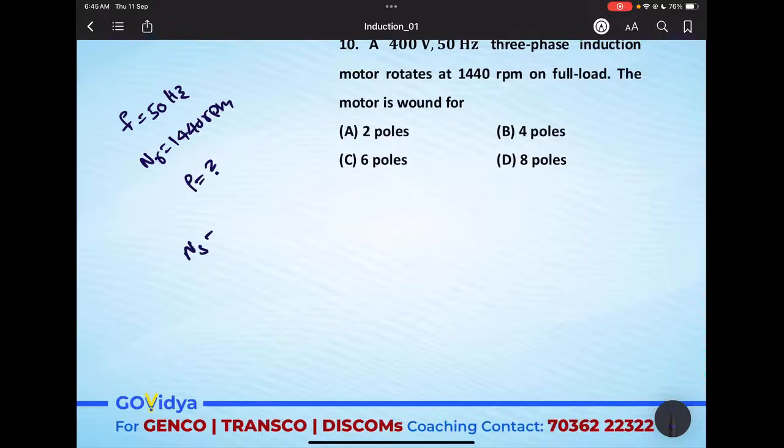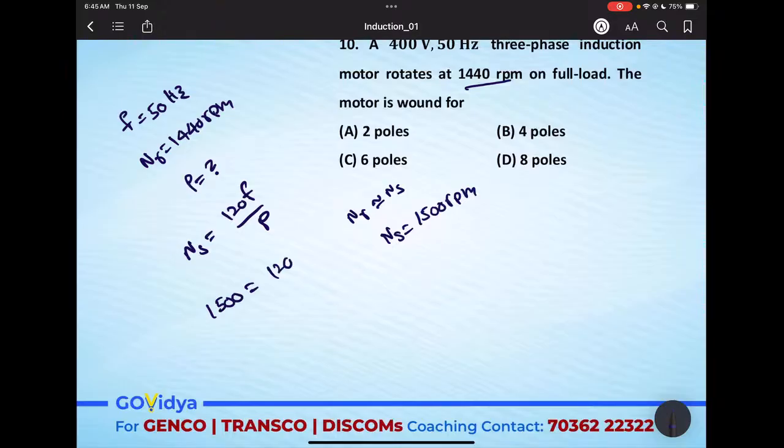We know that synchronous speed N_s is equal to 120 f by P. If you know the synchronous speed, then you can calculate the number of poles. But in the given question, the data is about rotor speed. We know that the rotor speed is near about the synchronous speed. Now we have to take some assumption. The nearby round figure is 1500, so we need to assume N_s as 1500 rpm. Substituting 1500 rpm, 120 into 50 divided by P, we have to calculate P.